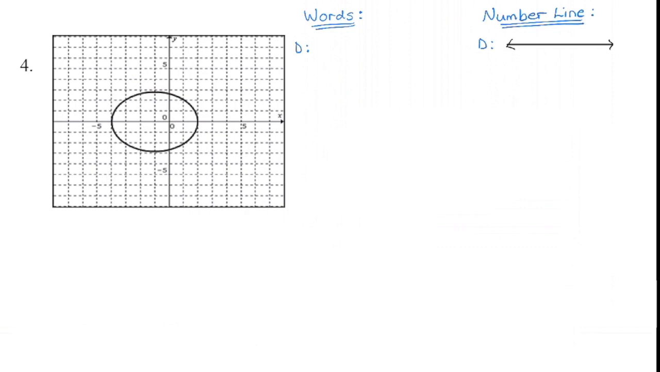Again, you have to take a look at your scale. If this is -5, this is going to be -4 because we still have a scale of 1 on the x-axis. This is going to be +2. And then on the y-axis, again, pay attention to the scale. This here is -3. This here is going to be +3.